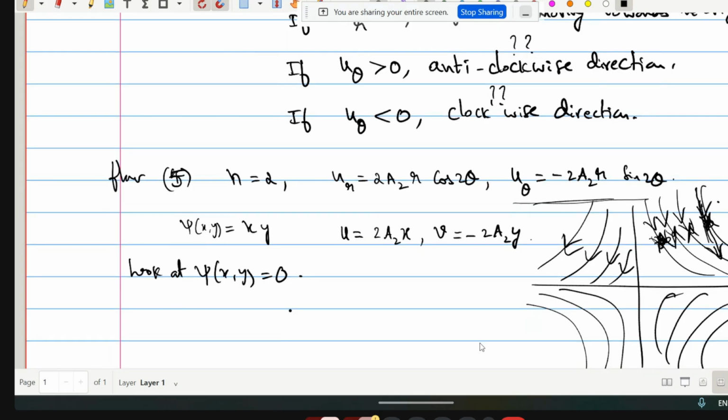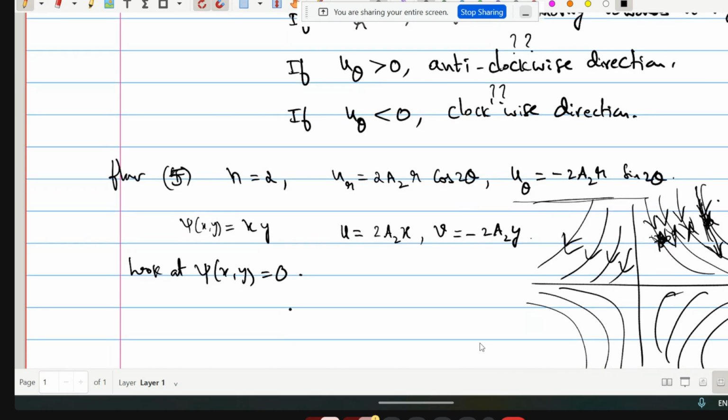Sir, this was anti-clockwise in the second coordinate, pi by 2 to pi, sir. Then our theta goes from pi to 2 pi, sir, because sin 2 theta is there. That's why, sir, it's anti-clockwise. Then this will be in this direction, sir. u theta is positive, sir. u theta positive means anti-clockwise, but we are actually going clockwise, right? I think if it is positive, it should be clockwise, right?